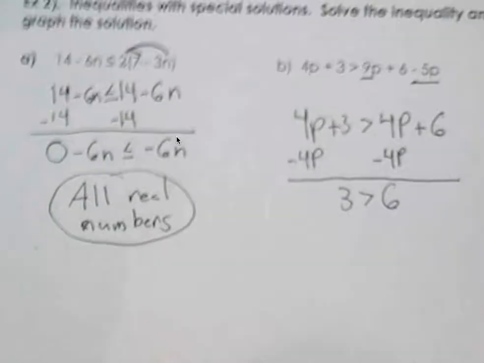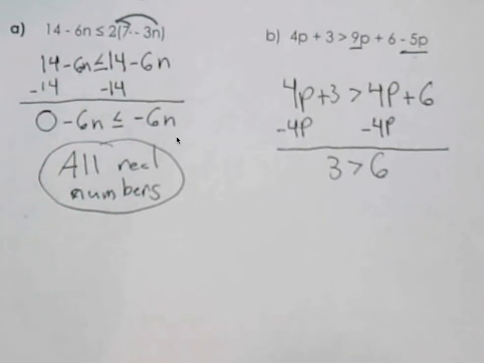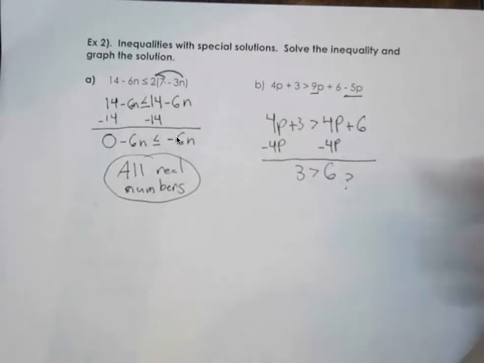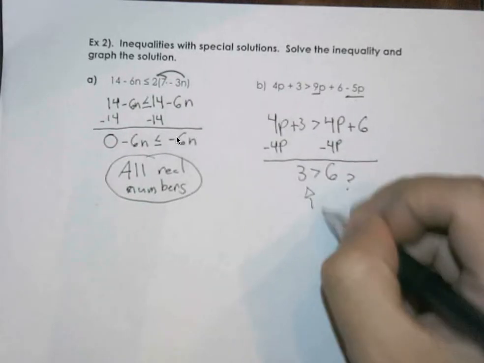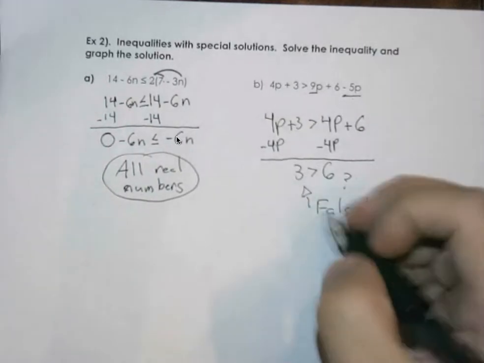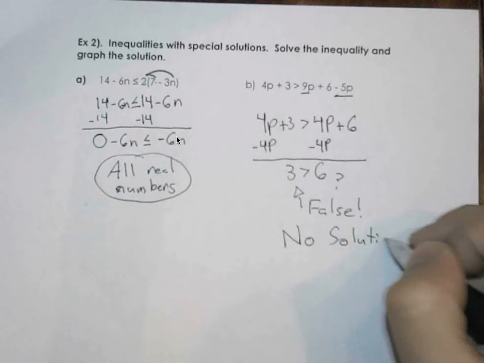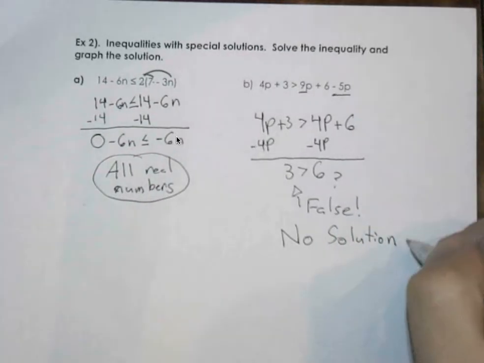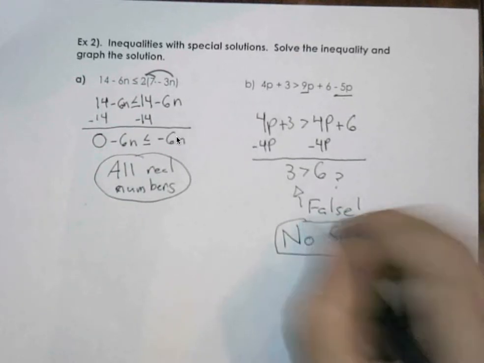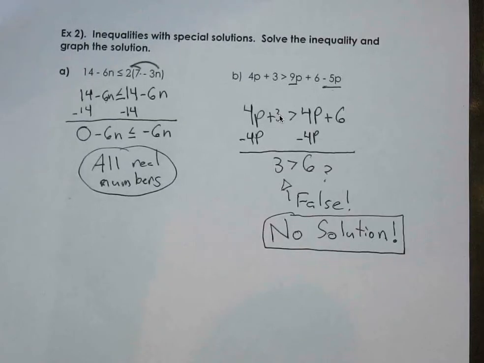So think about this. Is this a logical statement? Is 3 really greater than 6? It's not. So since this is a false statement, we say that there are actually no solutions, or no solution. So that means that there's no number that if you were to plug into here is going to make a logical statement out of this inequality.